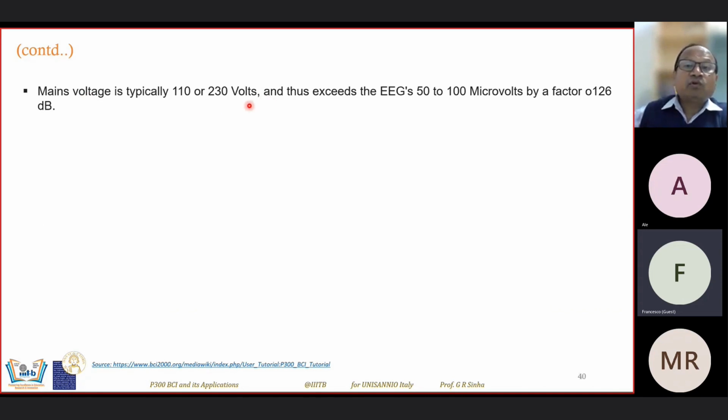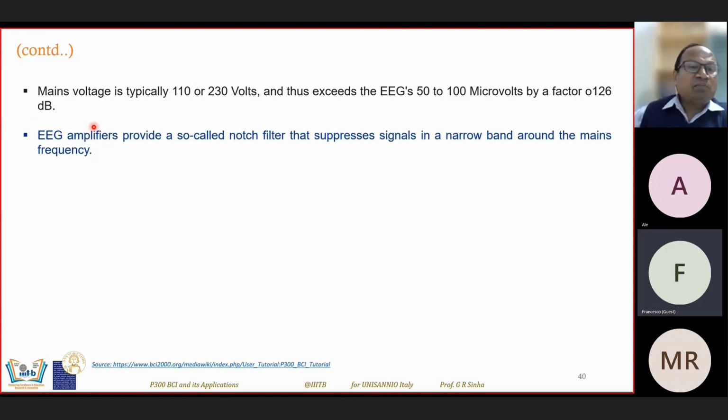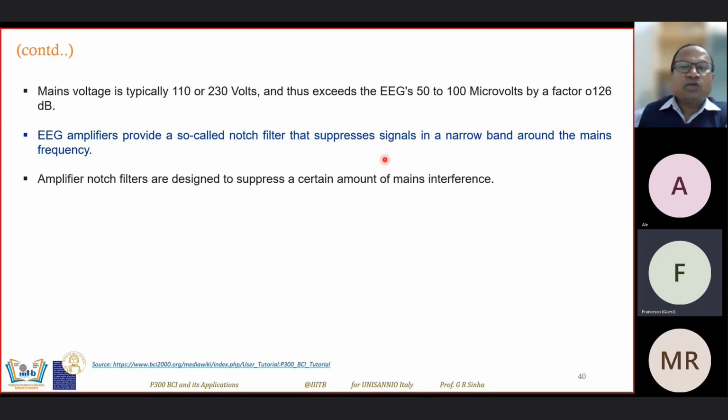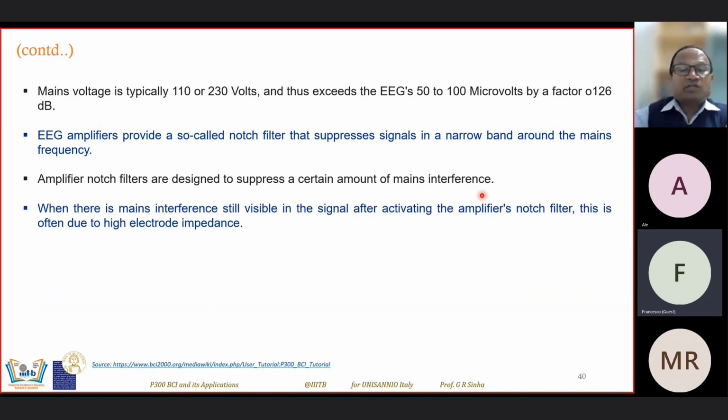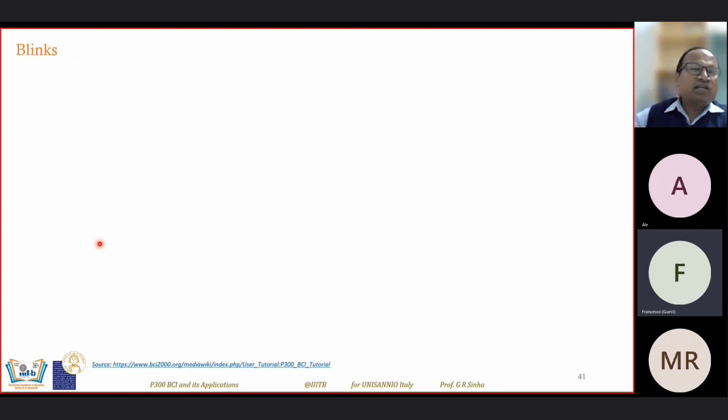Talking about the amplitude, it is much more than the EEG voltage, which is in microvolts, by a factor of several dB. And therefore, amplifiers are provided to amplify this signal and we get better signal strength. Amplifier and notch filters are designed to suppress a certain amount of mains interference. This notch filter was also highlighted in the video which we have seen. When mains interference is still visible, then we can activate the notch filter and reduce the interference.